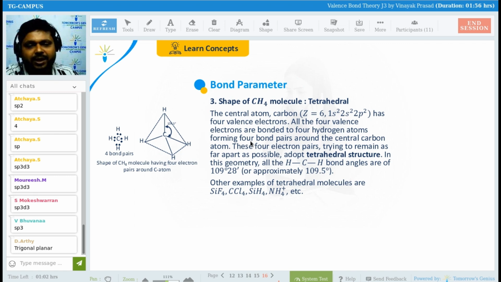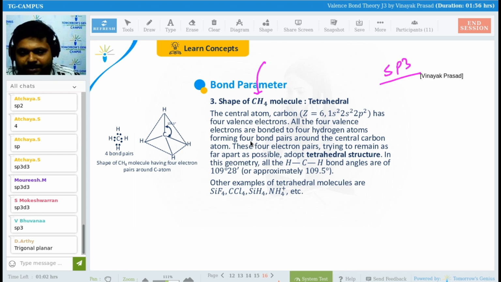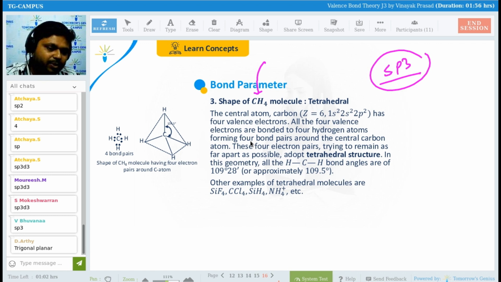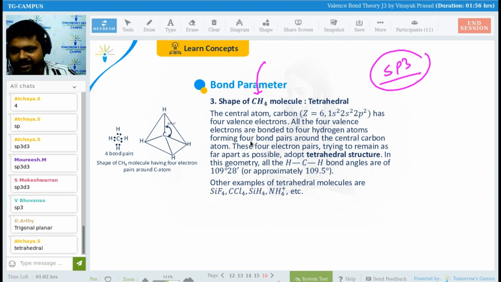But what will be the shape of the CH4 molecule? First, their hybridization is what? Reverse engineering. Their hybridization is sp3. If sp3 is the hybridization, it means it is bonded with 4 atoms. If it is bonded with 4 atoms, then their shape can be tetrahedral. Yes or no, guys? You can see here, their shape is tetrahedral. Fine, everyone.